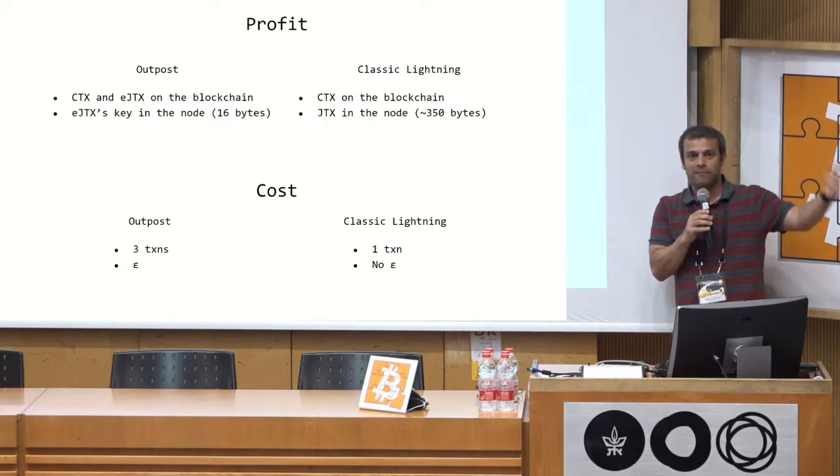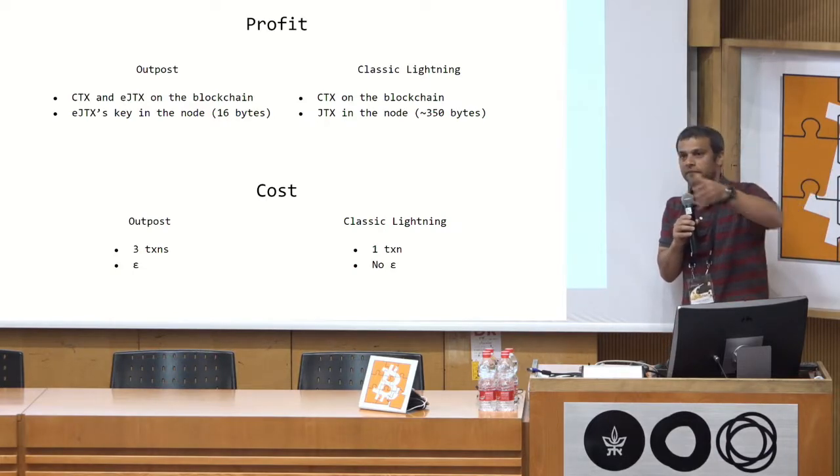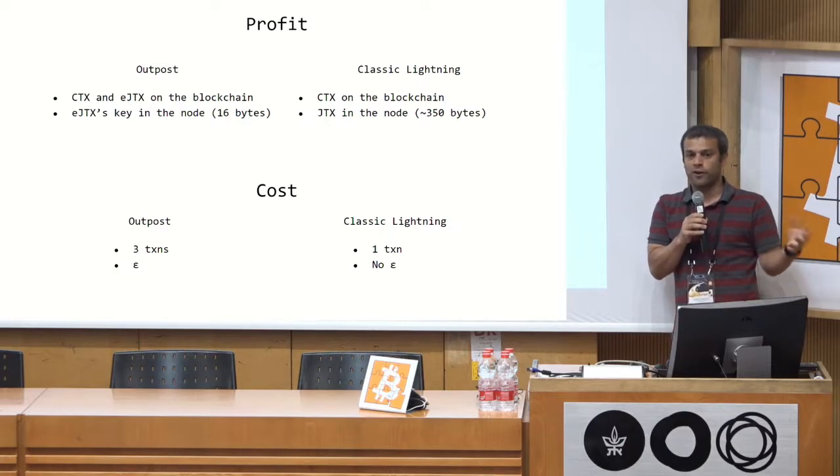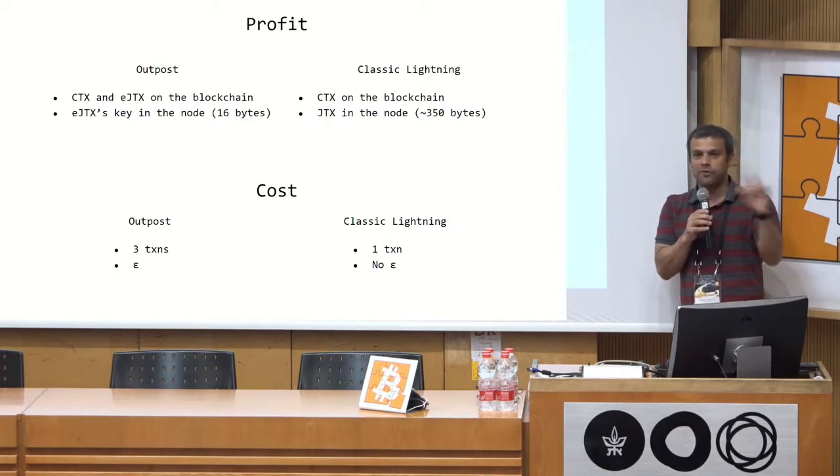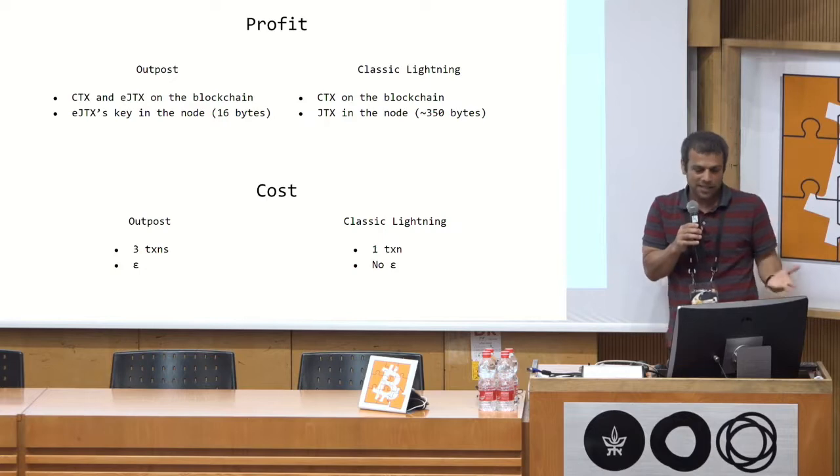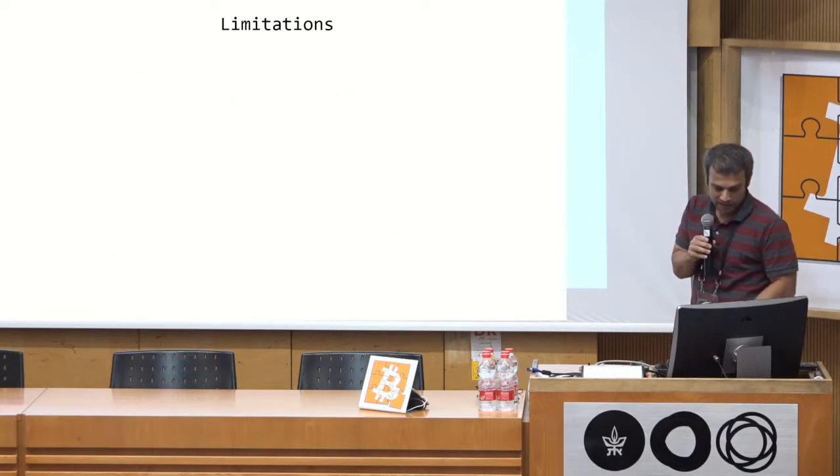So the channel balance was 10 Bitcoin. Alice paid 5, Bob paid 5. We have to reserve this 0.2 for this thing, and Alice and Bob can only transfer between them 9.8. So it's a bit of a penalty, but it's not too much, we think.